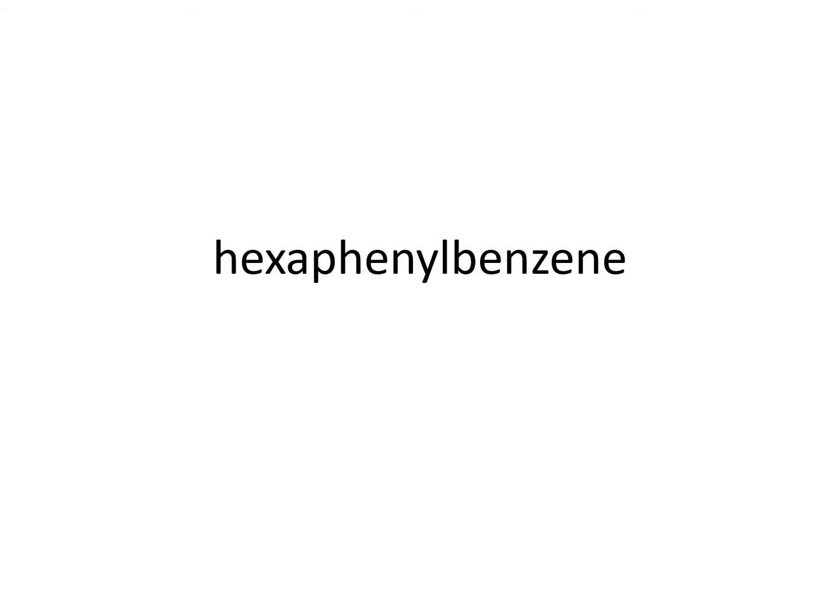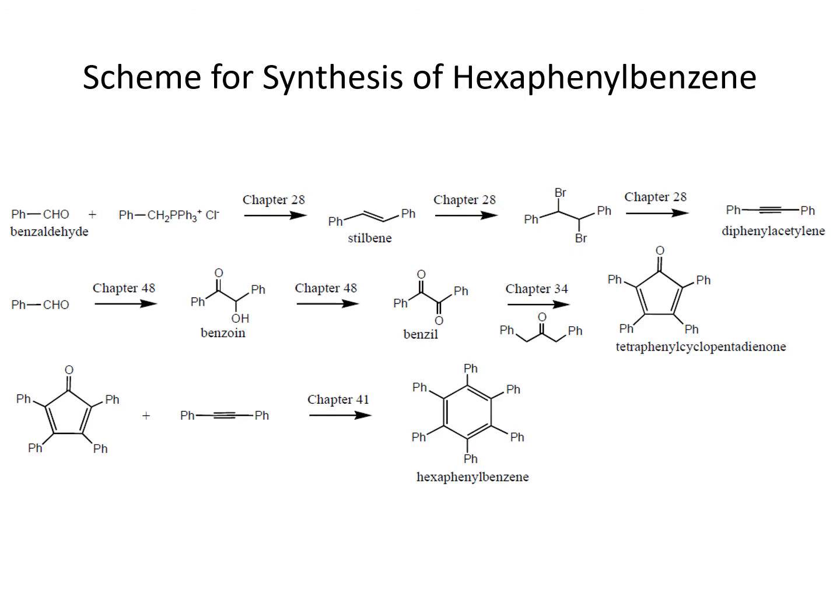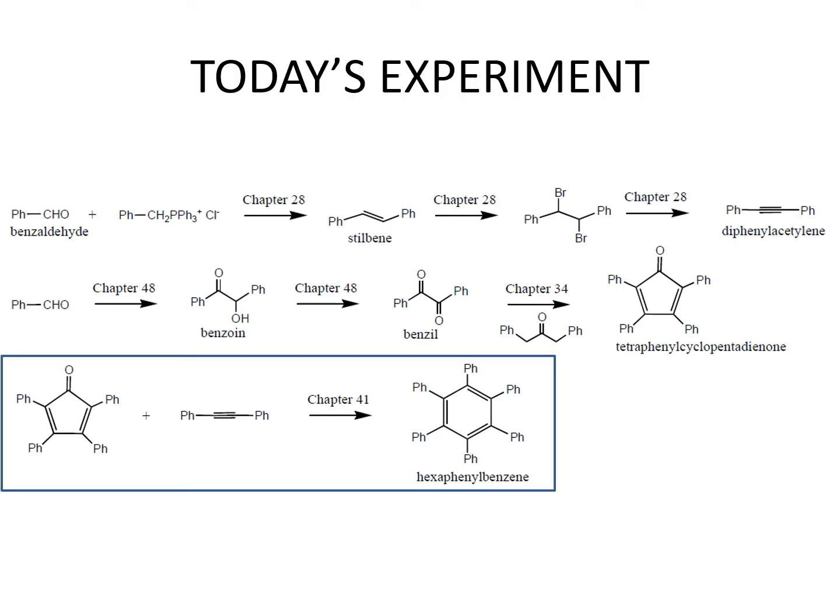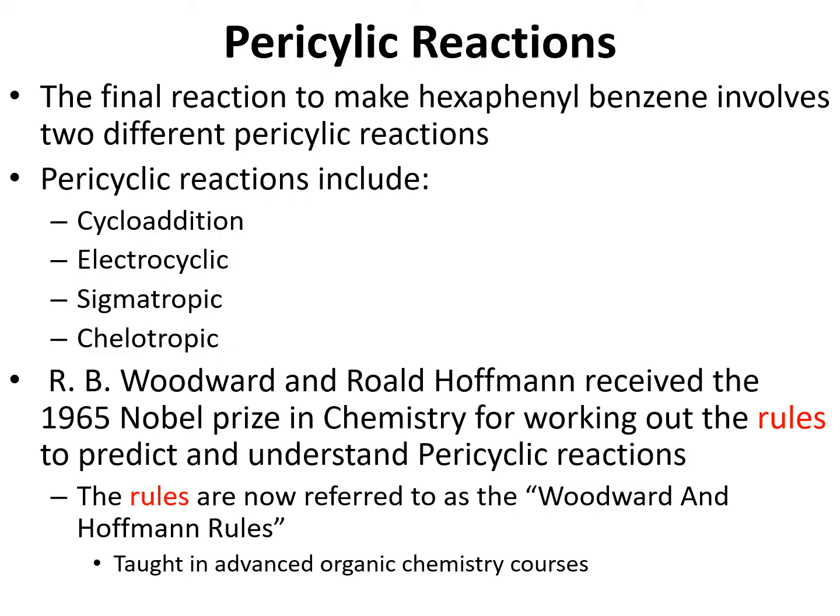Hello, today we're going to be working with the hexaphenylbenzene. This corresponds to chapter 41 of your book. This is the final reaction to make hexaphenylbenzene, and it involves two different pericyclic reactions.